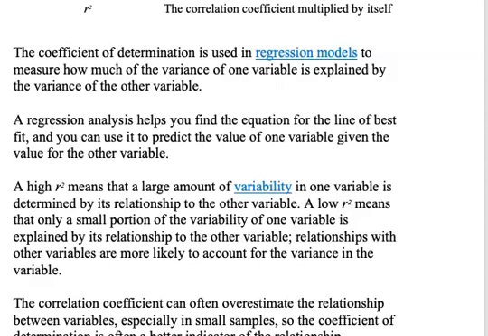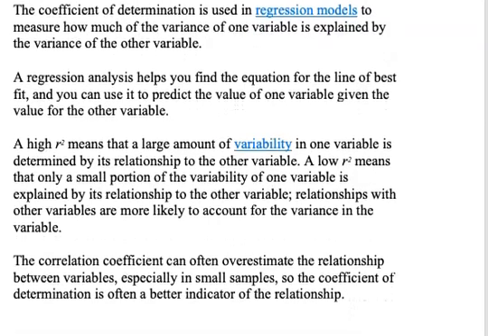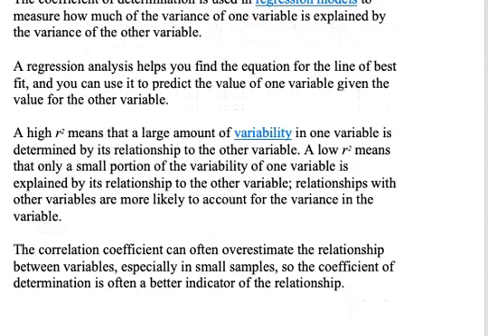A regression analysis helps you find the equation for the line of best fit, and you can use it to predict the value of one variable given the value of the other. A high r squared means a large amount of the variability in one variable is determined by its relationship to the other variable. A low r squared means that only a small portion of the variability of one variable is explained by its relationship to the other variable. The correlation coefficient can often overestimate the relationship between the variables, especially in a small sample, so the coefficient of determination is often a better indicator of the relationship.